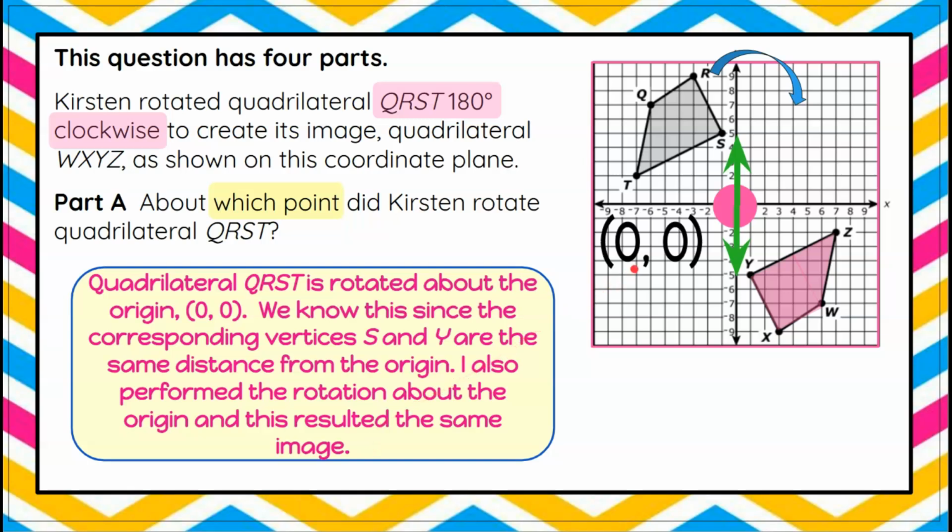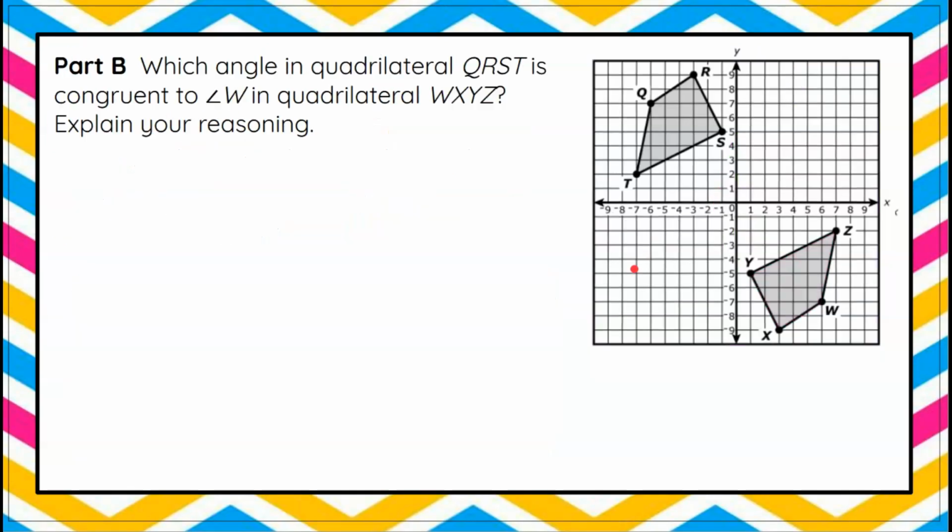So remembering that when you rotate a figure, that transformation results in an image that is congruent to the original figure, and they will have corresponding angles that are congruent and corresponding sides that are congruent. Let's move on to part B. Here we're asked which angle in quadrilateral QRST is congruent to angle W in quadrilateral WXYZ, and we're going to need to explain our reasoning.